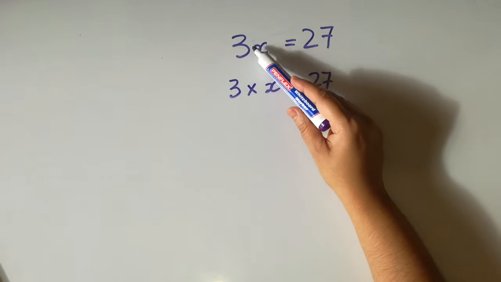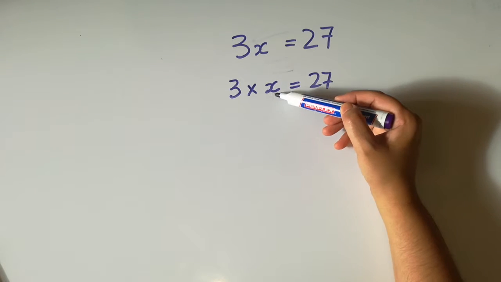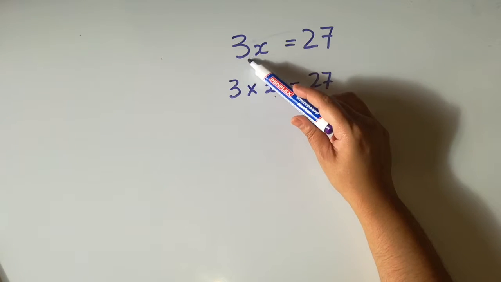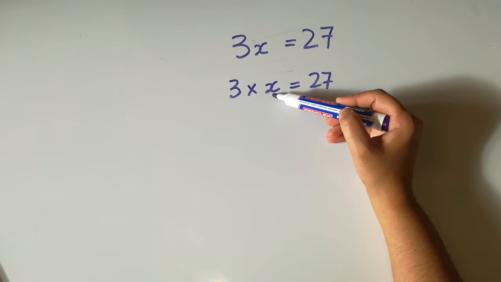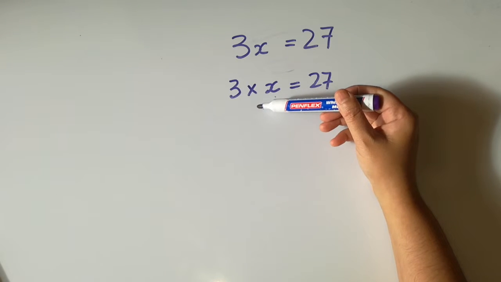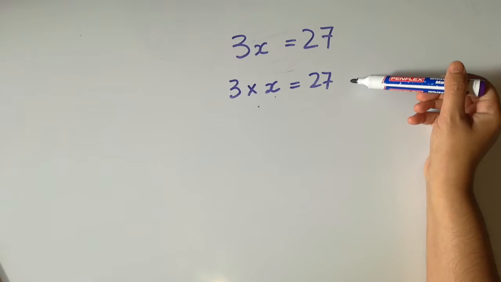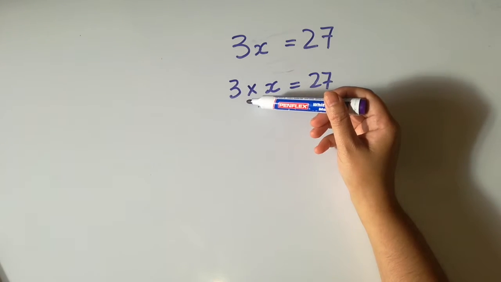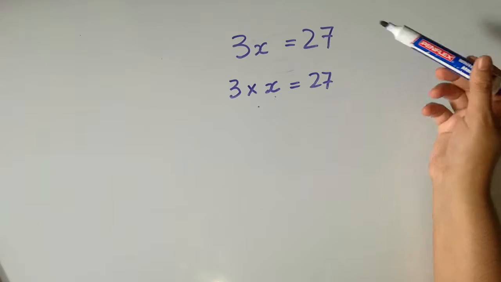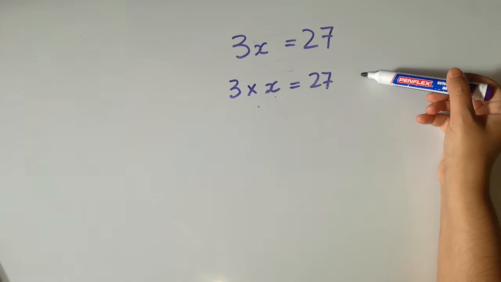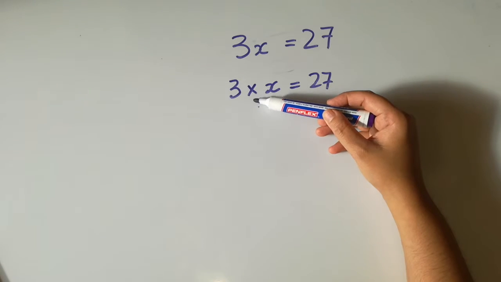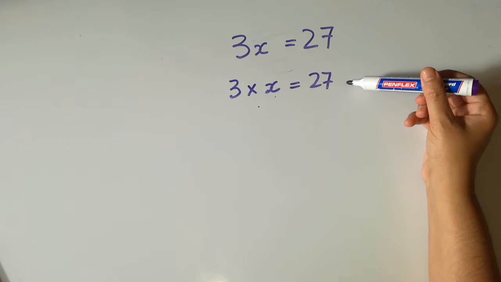Now when we move something over the equal to sign, which we have to do because we want to find out what x is equal to, we don't want to find out what 3x is equal to, we want to find out what x is equal to. If I'm adding something on this side, if I move it onto this side, I need to subtract. If I'm subtracting, I need to add. If I'm dividing, I need to multiply. And if I'm multiplying, like this one here, I need to divide.